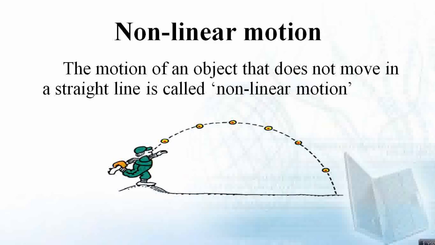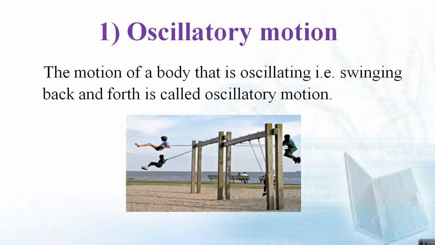There are four different forms we shall study here. The first one is oscillatory motion. The motion of a body that is oscillating, meaning moving back and forth, is called oscillatory motion. Any object that moves in repeated variation is called oscillatory motion. Take the example of a swing. The swing goes back and forth every time. The swing moving is an oscillatory motion.